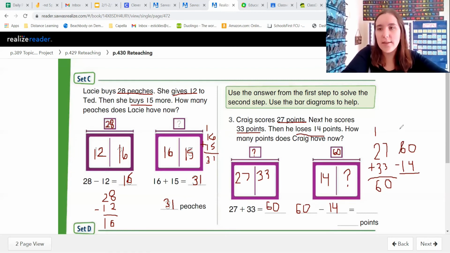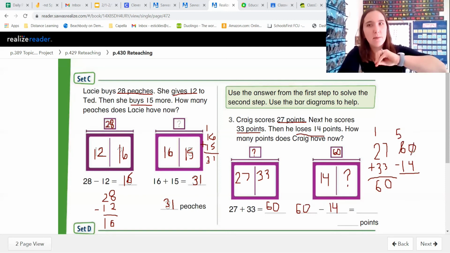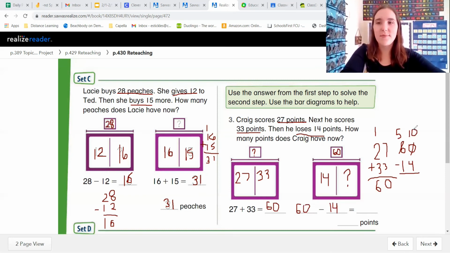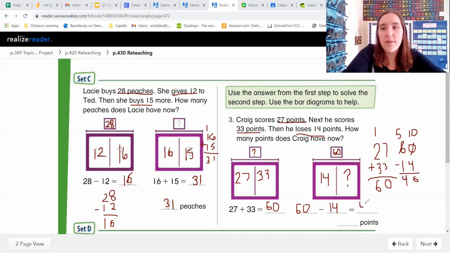So I don't have 6 tens, I have 5. And I don't have any ones, but I'm adding 10 more. So now I have 10 ones. Okay, so be careful when you have a 0 in your problem. So now 10 minus 4 equals 6, and 5 tens minus 1 equals 4. So he has 46 points at the very end of the game. That is our final answer.